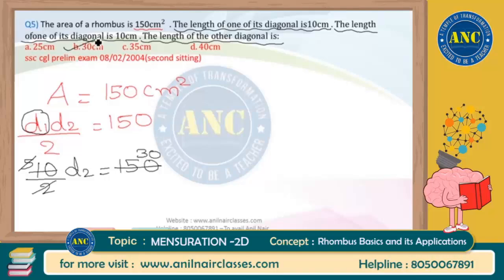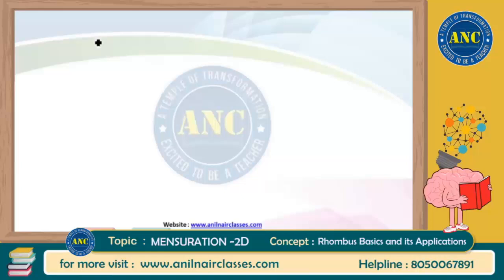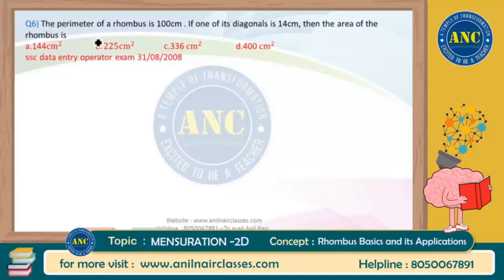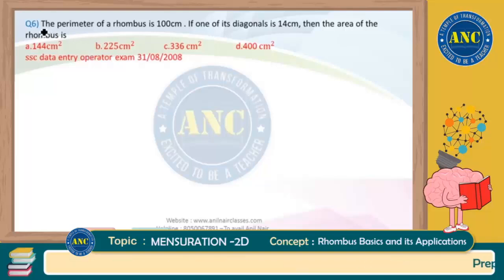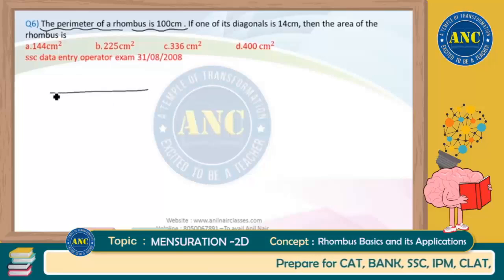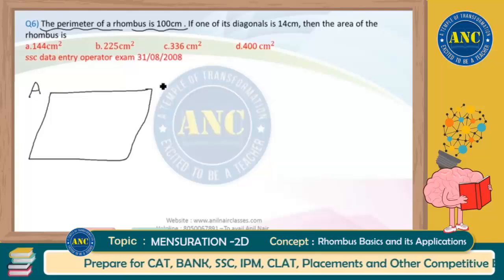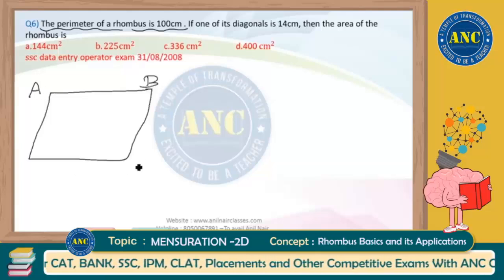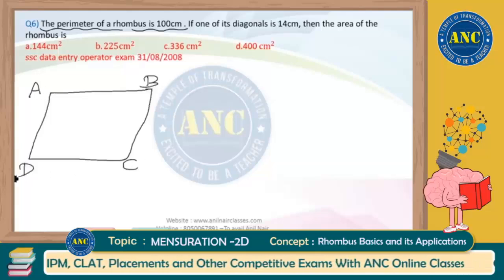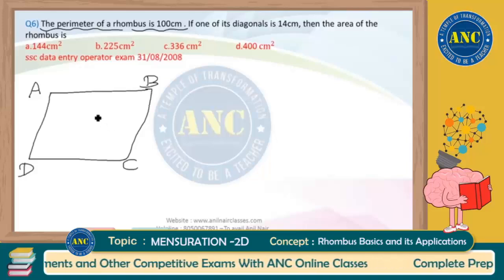Where is the difficulty in this question? See the next question, sir. A similar kind of question we will solve, but let us solve it with the perimeter case. The perimeter of a rhombus is 100 centimeter. First, let me draw the diagram for you, so that you will understand it better. I will name this as ABCD. Now, the question says the perimeter of a rhombus is 100 centimeter.